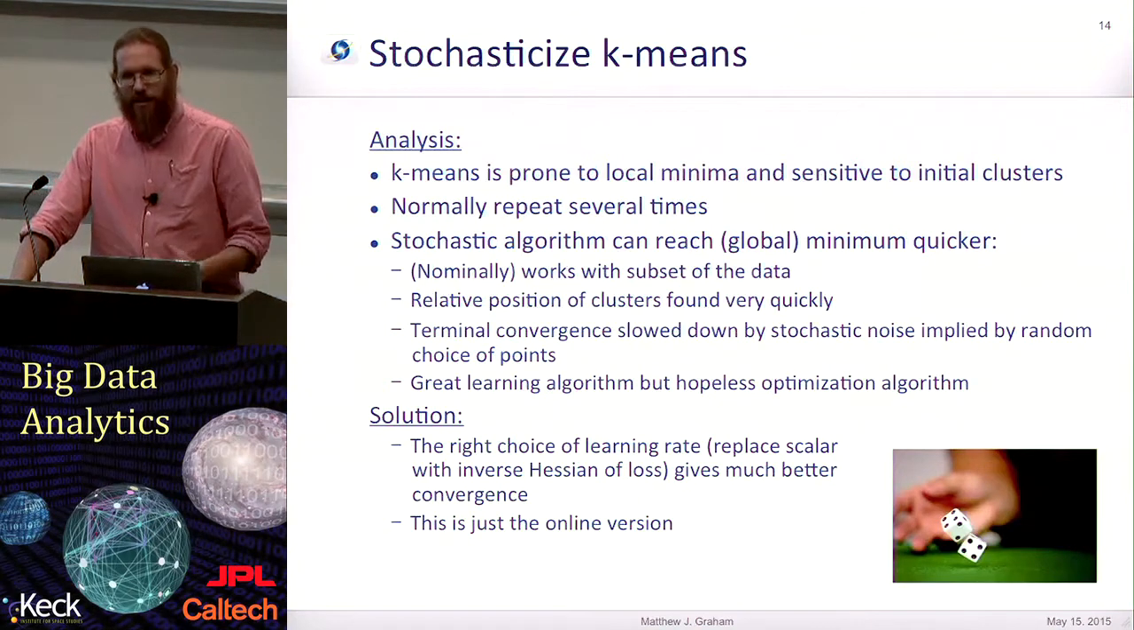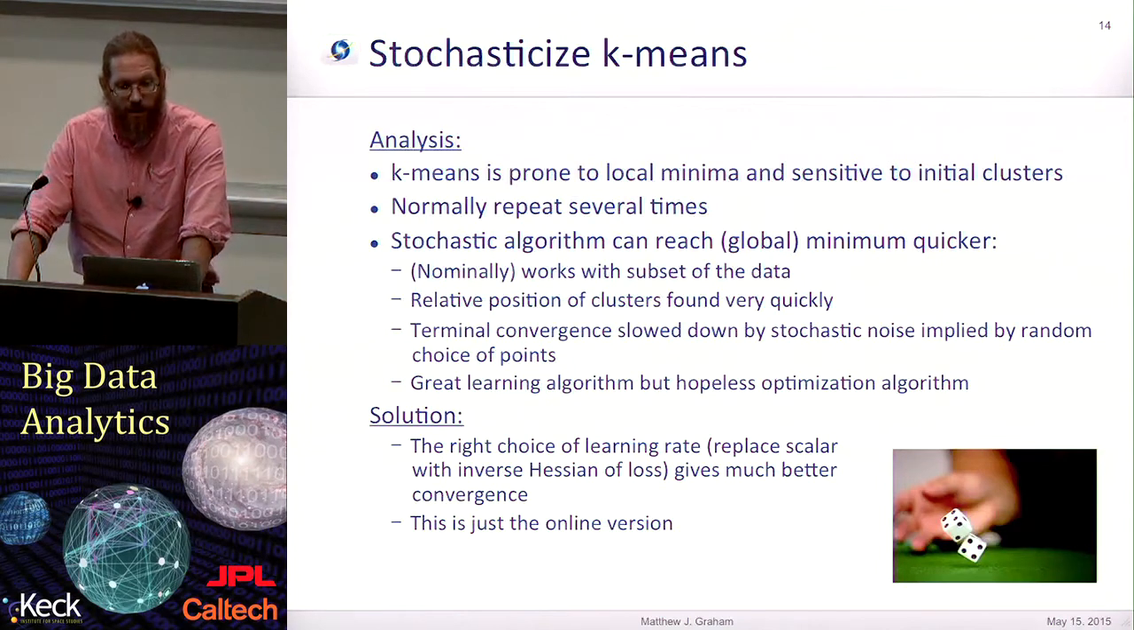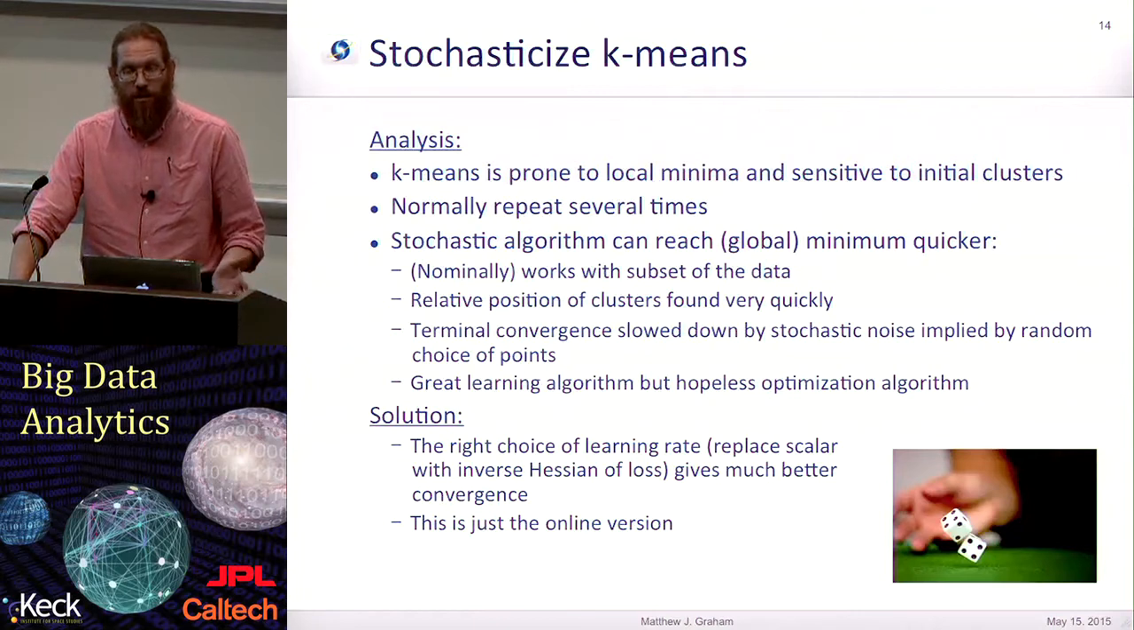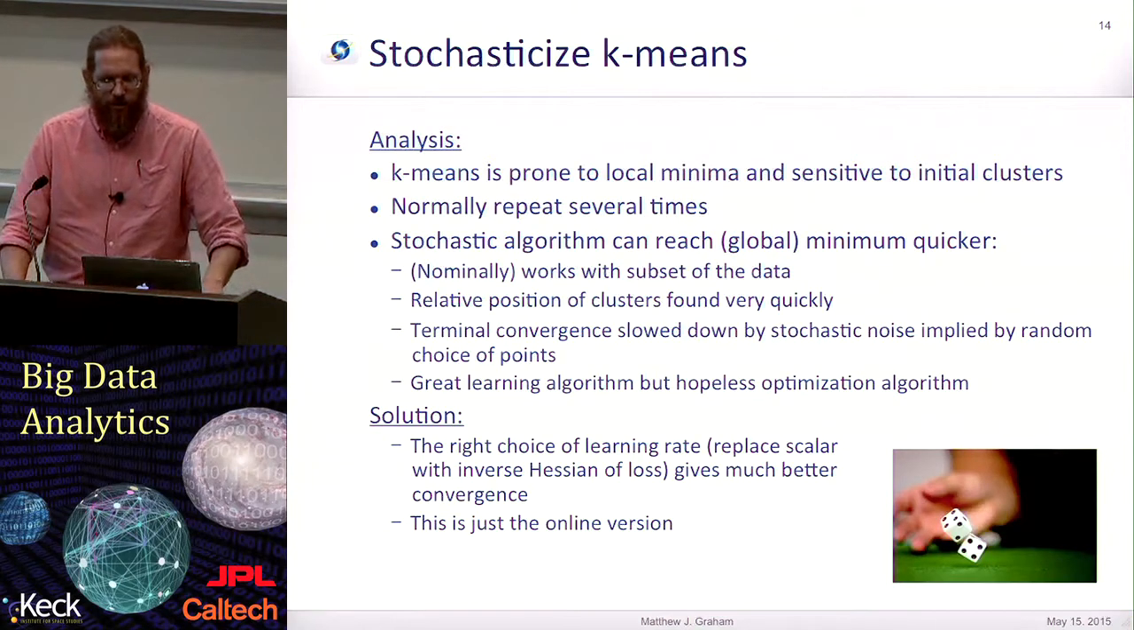A stochastic algorithm is said to be able to reach a global minimum quicker, and nominally it can work with a subset of the data. It doesn't necessarily have to work with a full data set. At least the relative positions of the clusters in the stochastic k-means can be found very quickly. Final convergence can be slowed down, but with the right learning algorithm, you can converge quickly enough to what you believe is the true answer.